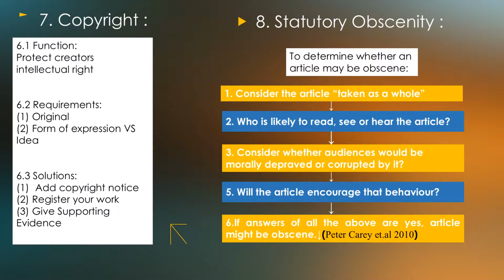The seventh topic is copyright. Its function is that it can protect creators' intellectual rights. Two requirements should be met if we want our copyright to be protected. The first one is that our work must be original, and we need to have a proper form of expression. It should be written and recorded so as to keep our work owned by ourselves.